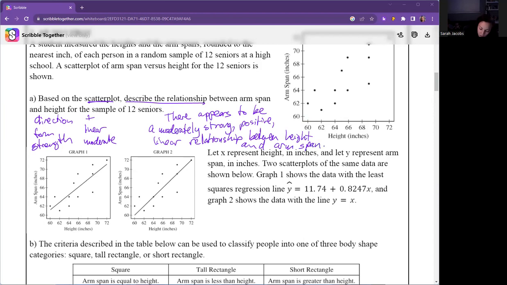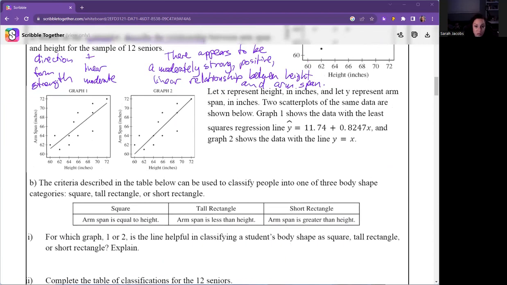It seems tedious. We just were told it's about height and arm span. Still include it. Context is just such an easy place to pick up points or lose points if you leave it out. Okay, so that's part A.